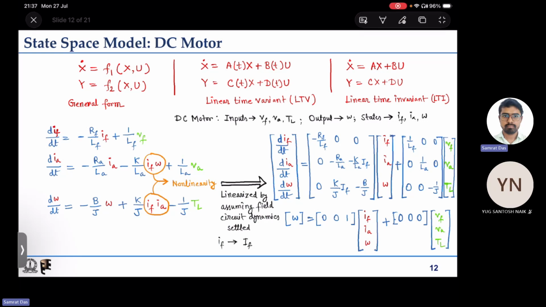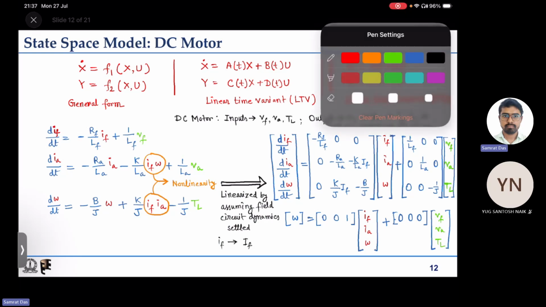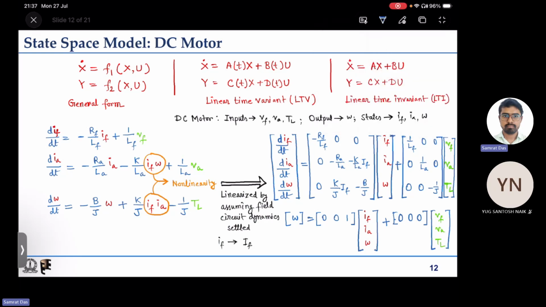So last class we discussed the state space model of a DC motor. First we discussed what is the form of the state space model. So this is the form. First one is x dot equal to some function of the state matrix and the input matrix, and then the output is written as a function of again state matrix and input matrix. This is the general form.